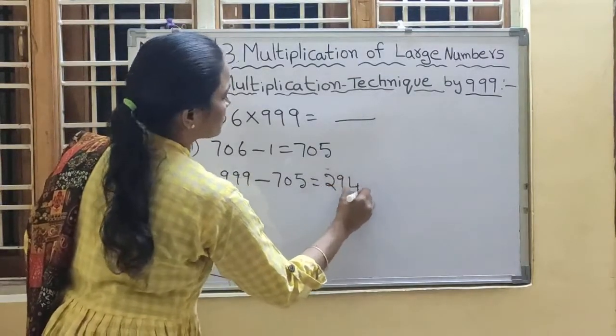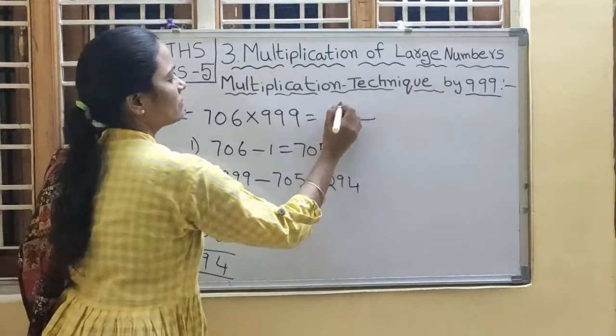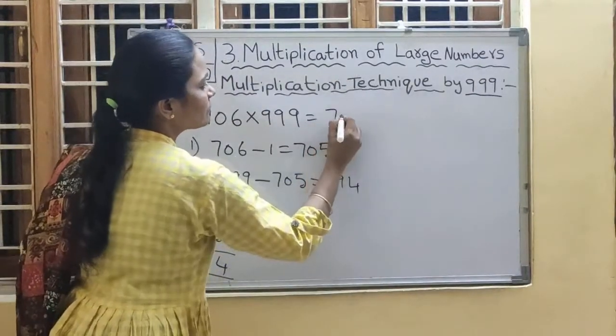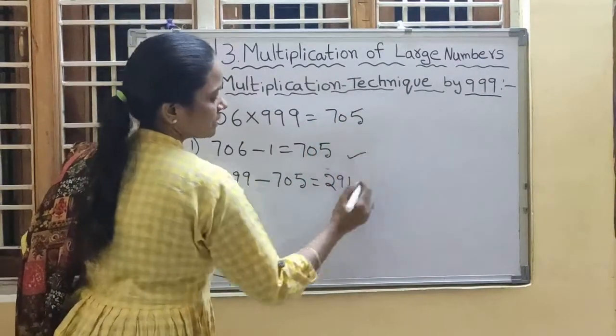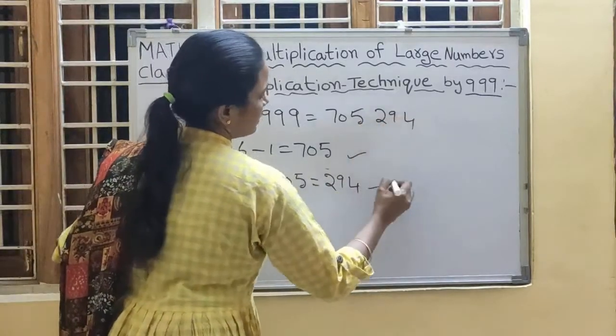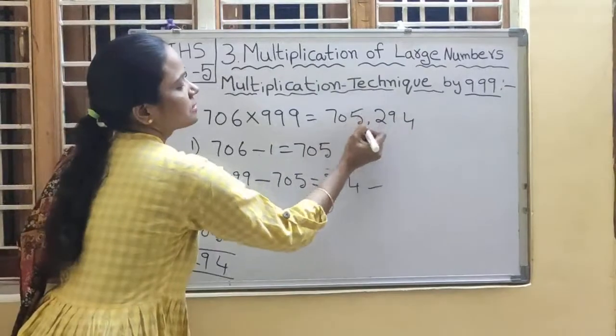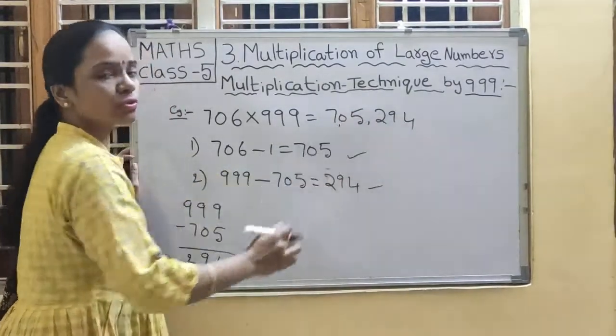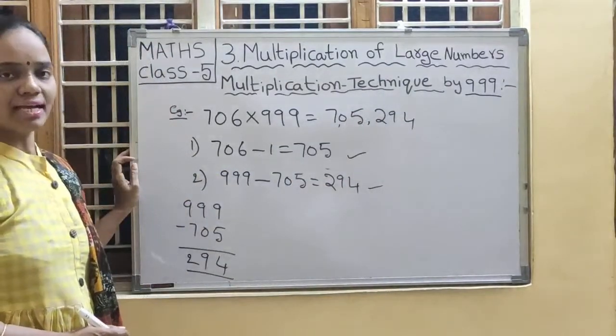294. So first write down this number. What is the first number here? 705. What is the second number? 294. Done. So now put the commas. It is 7,05,294. Have you understood, children?